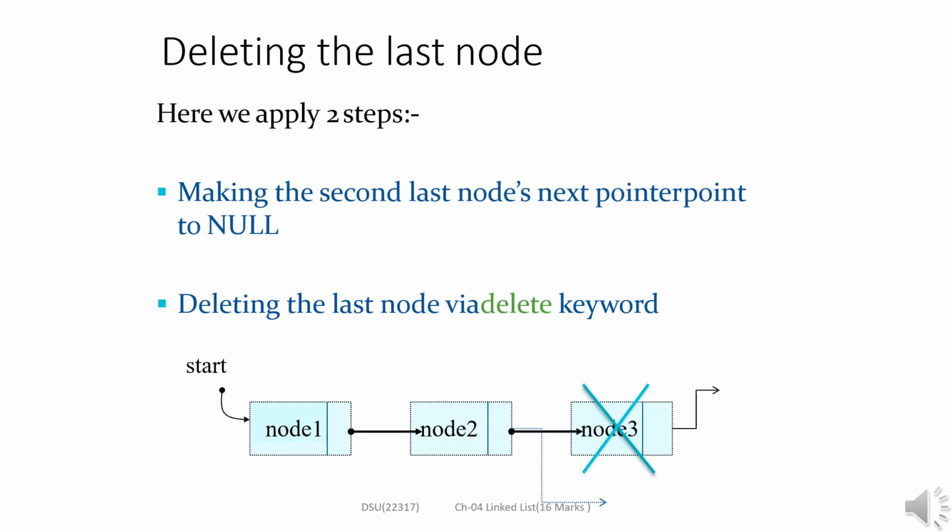Now deleting the last node. Here we can apply two steps: making the second last node's next pointer null, or deleting the last node via the delete keyword. See here, node 1, node 2 and node 3. Node 3 is the last node. Now we have to simply make node 2's link null. By making node 2's link null, node 3 is automatically deleted from the list.